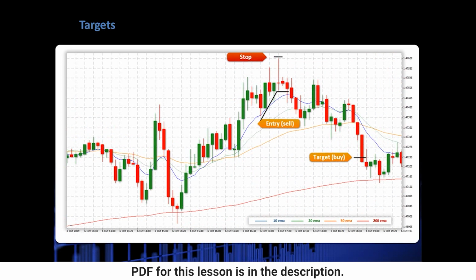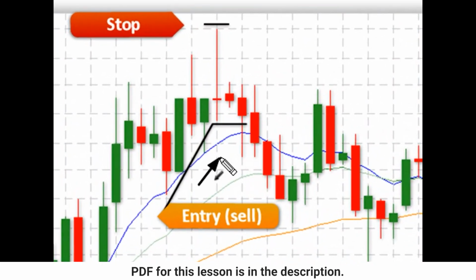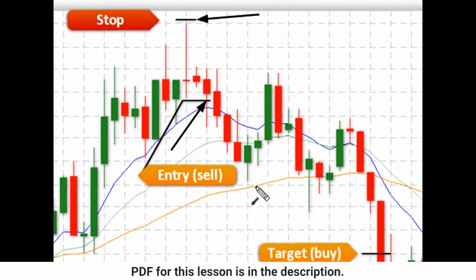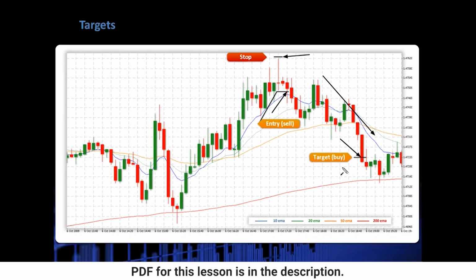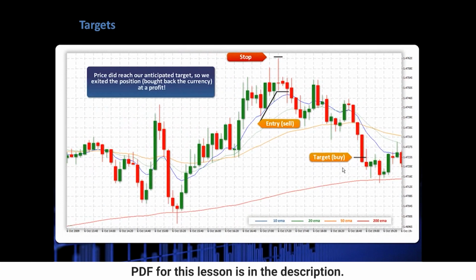So this is how the trade worked out. Our entry is triggered at this point right here when price comes lower than the black line. Our stop is placed here, and price then comes down, and we buy back our currency, meaning we exit our position when price hits our target line. So price did reach our anticipated target, so we exited the position, we bought back the currency at a profit.